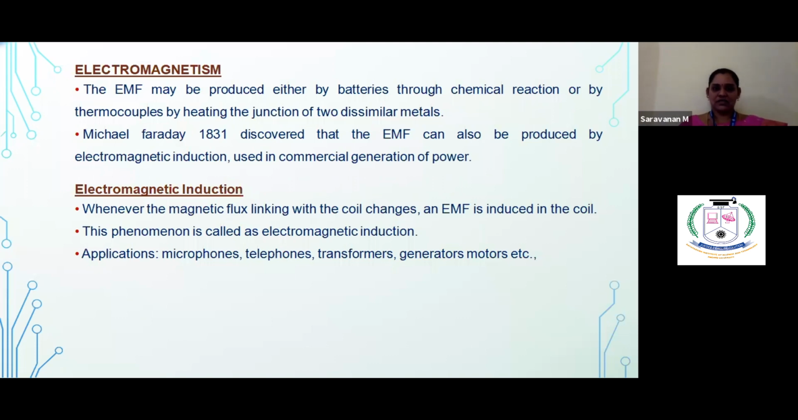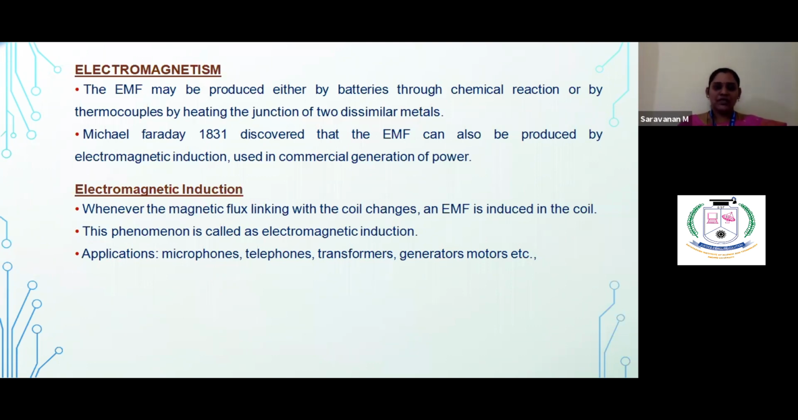Now we will go on to the next half of your magnetic circuit, which is electromagnetism. Electromagnetism is nothing but this: take a normal coil having n number of turns, and when current is made to pass through the coil, the coil will have a magnetism property. Only when the current is flowing do you have the magnetism property on the coil. When the current is removed or stopped, you don't have the magnetism property existing.